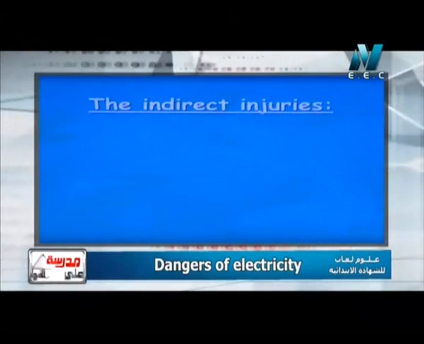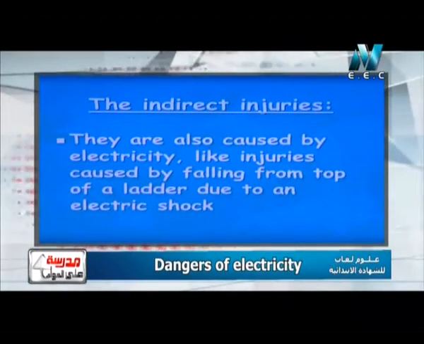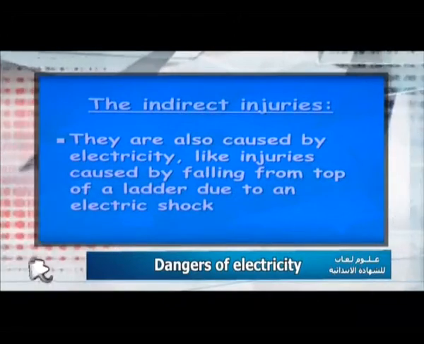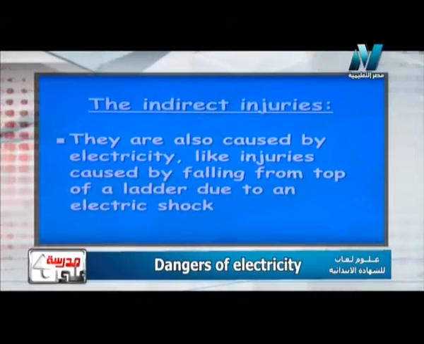Okay, so the last one is indirect injuries. It's only one. They are also caused by electricity, but the injury here is not from the electricity directly. For example, a person may be fixing electricity on a ladder and fall down and may break his leg or his arm. So these injuries are not directly from the electricity but are indirect injuries, from electricity itself.